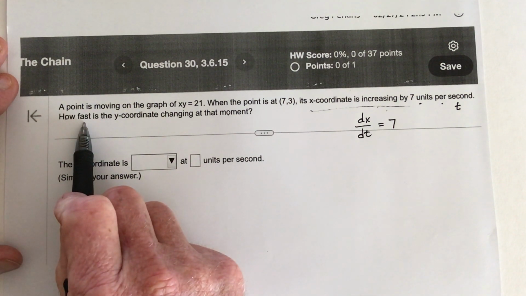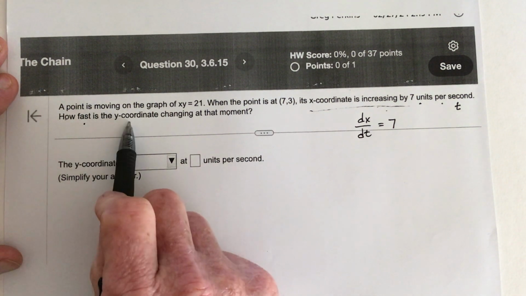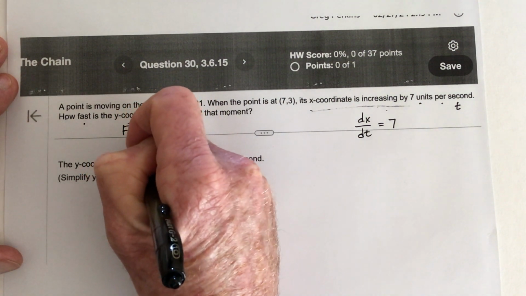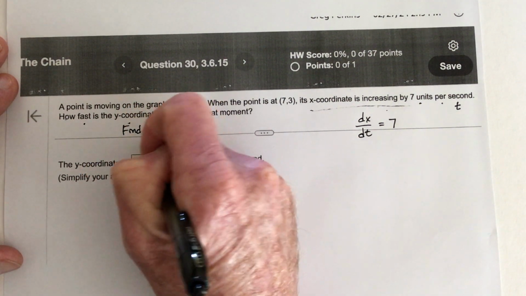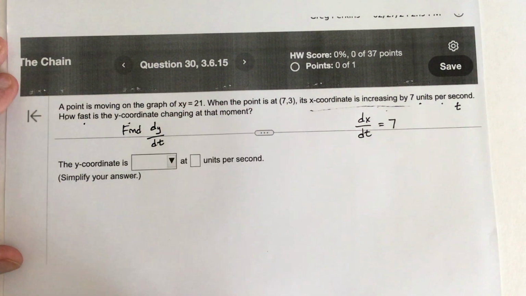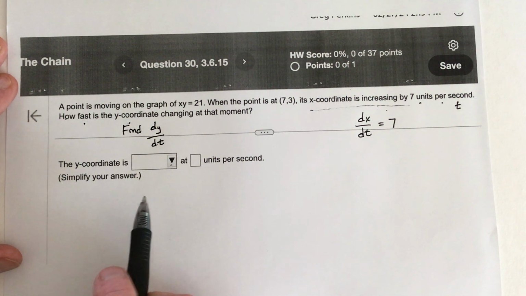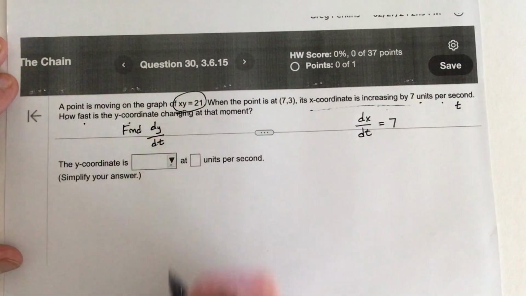How fast, that means derivative, is the y coordinate changing? So they're saying find the derivative of y with respect to t. And then I guess they might have a multiple choice box right here. Okay, so we go to the function and take the derivative.